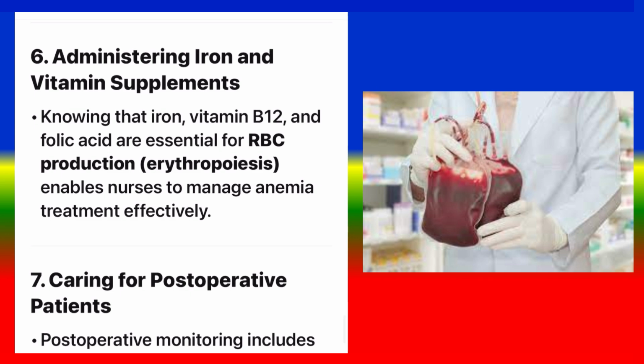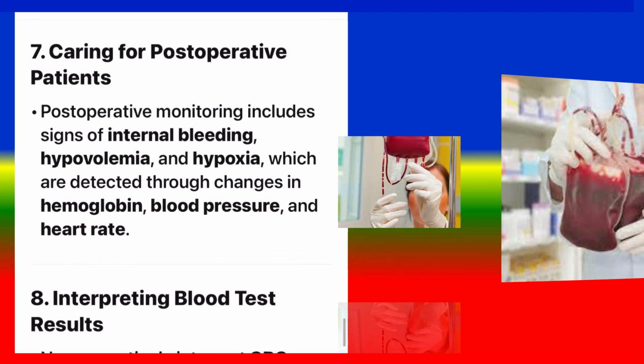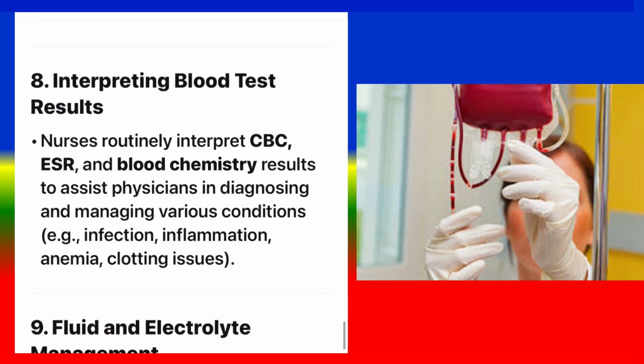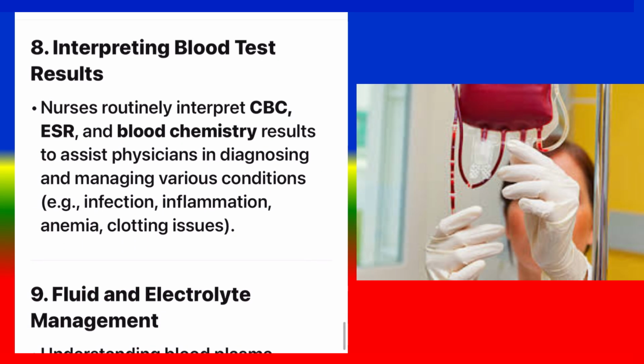6. Administering iron and vitamin supplements. Knowing that iron, vitamin B12, and folic acid are essential for RBC production, erythropoiesis, enables nurses to manage anemia treatment effectively. 7. Caring for postoperative patients. Postoperative monitoring includes signs of internal bleeding, hypovolemia, and hypoxia, which are detected through changes in hemoglobin, blood pressure, and heart rate.